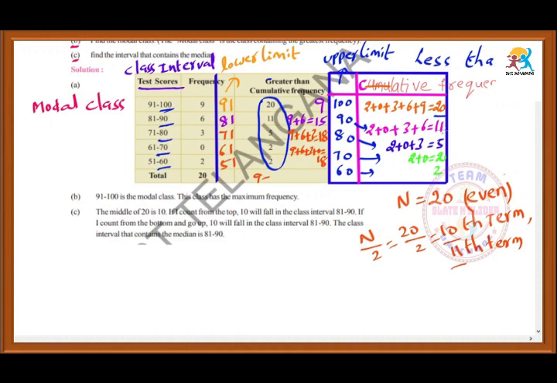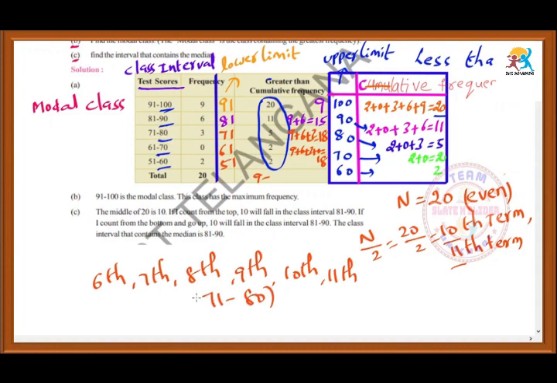And up to 11 terms. That means after the fifth term comes the sixth, seventh. So after the fifth, the sixth, seventh, eighth, ninth, 10th and 11th terms are between 71 to 80. This is the class interval. So the numbers which are between 71 to 80 will start from the sixth term, 7th, 8th, 9th, 10th, 11th.